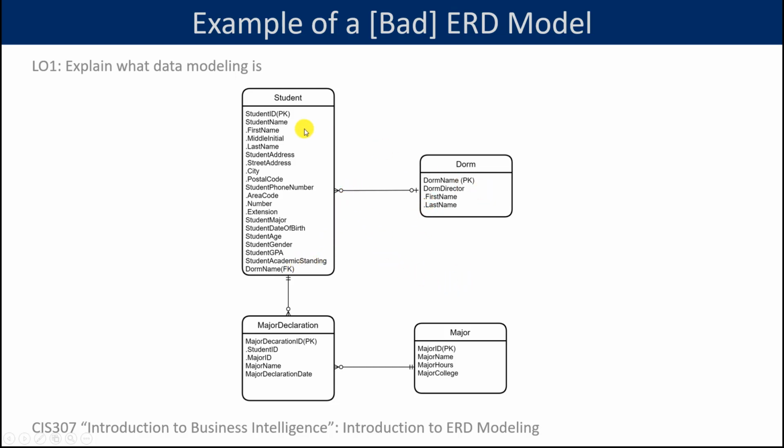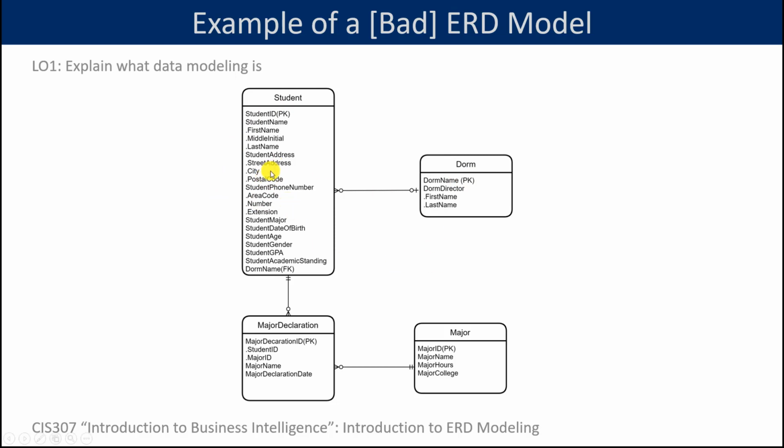Also, you see that each entity has a primary key. It's marked as PK. And then some entities, the so-called child entities, the entities that are on the many side, here, for example, student is a child entity of dorm. So this entity has a foreign key, which is a primary key that comes from the dorm entity. So this is how a simple ERD model will look like.